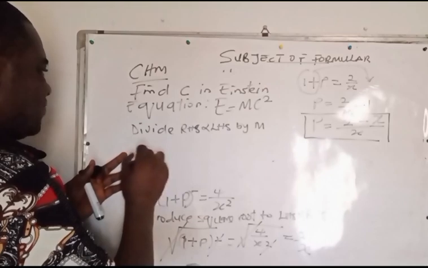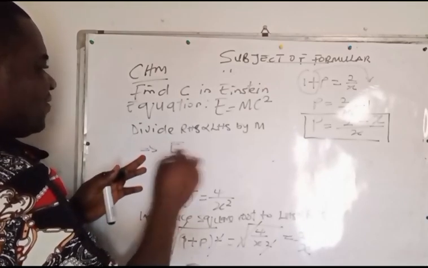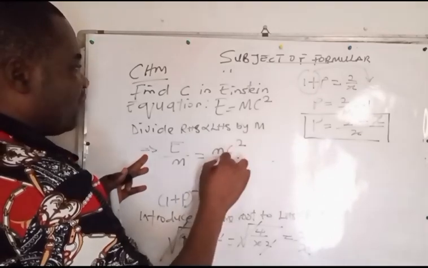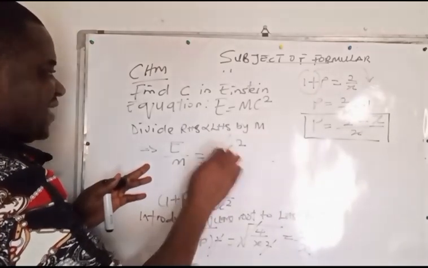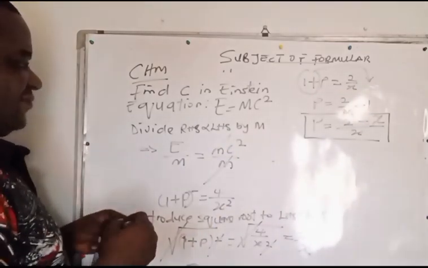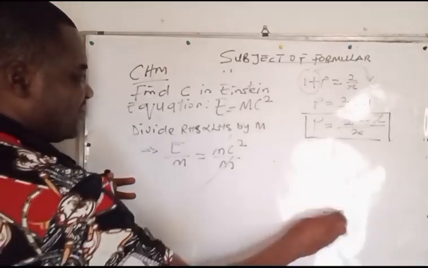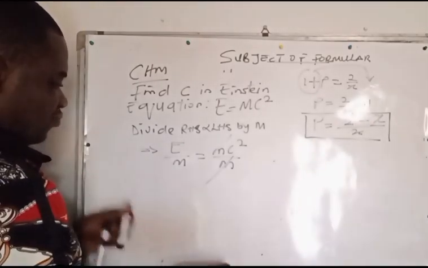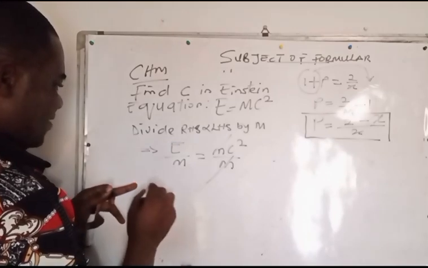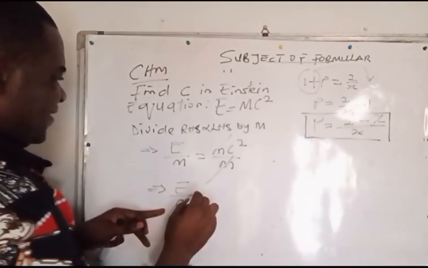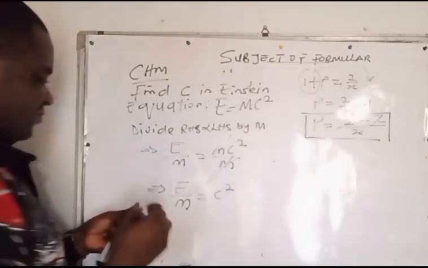So in that case, we're going to have E all over m is equals to mc squared all over m. That means this m will cancel this m. And if that is true, then the next thing we are going to have is E all over m is equals to c squared.